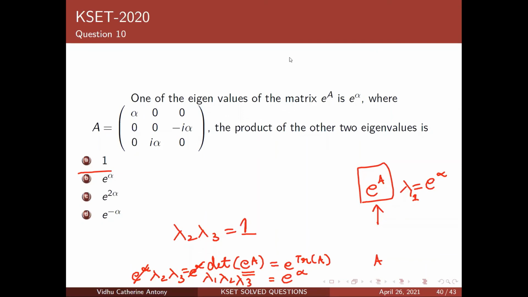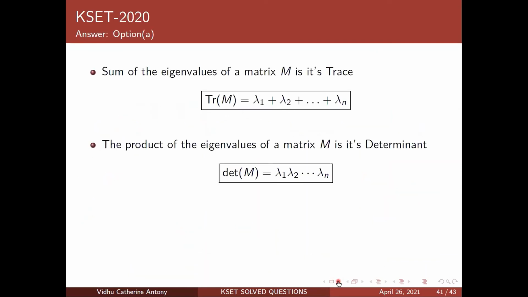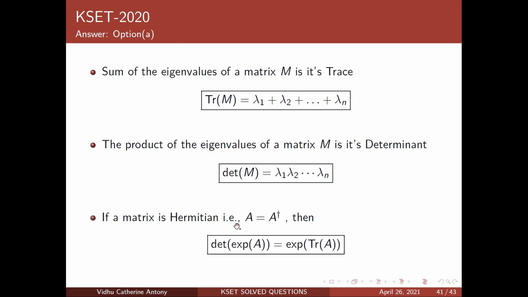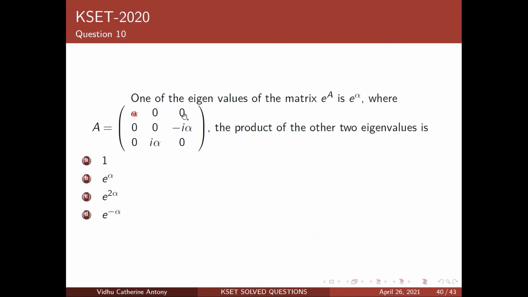So let's just review this again. We have the sum of the eigenvalues of a matrix, which is a trace. We have the product of the eigenvalues of a matrix, which is a determinant. And we have, this is a very important condition, if the matrix is Hermitian, A is equal to A dagger, you can actually observe this. The first row becomes the first column. The second row becomes the second column, but you have a minus I alpha, and taking the complex conjugate, you get a plus I alpha. And the other entry gives a minus I alpha.